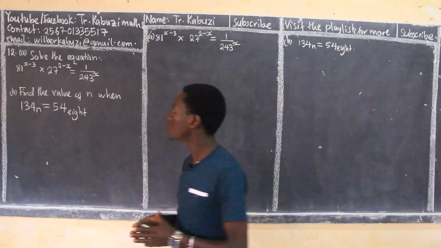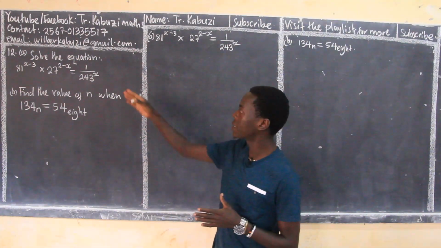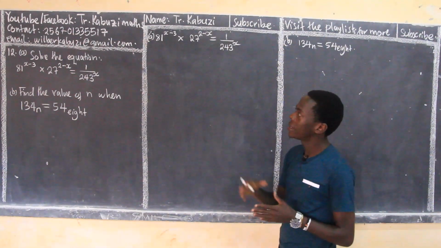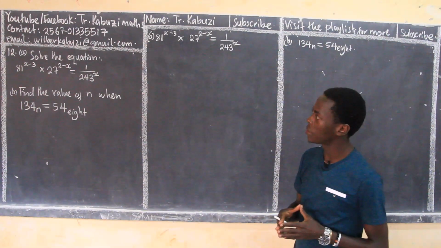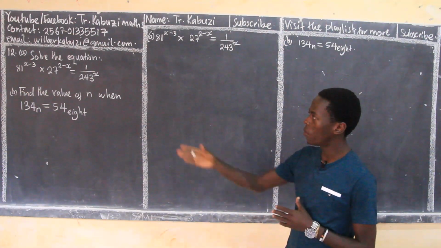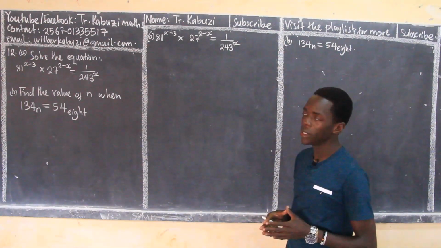Okay, now we are going to number 12. Number 12 was about indices, then bases. Part A, indices, then part B, bases. It says solve the equation. Now they give you that equation, and then part B, find the value of n when that is the case. So here we are going to use the properties of indices.